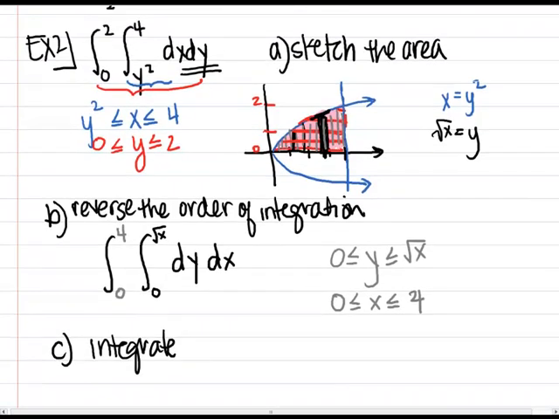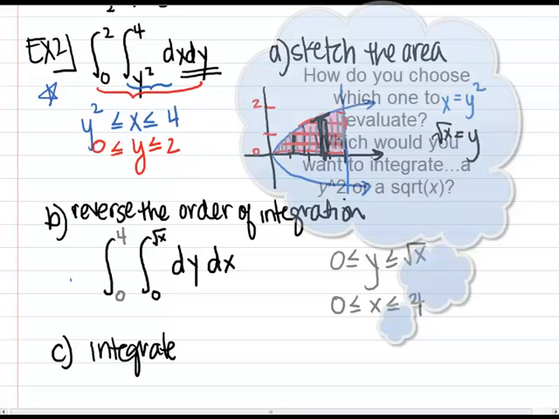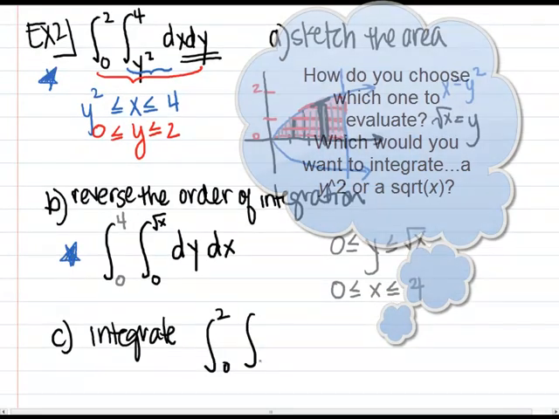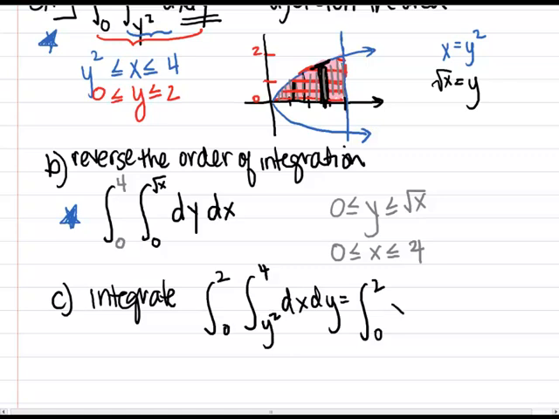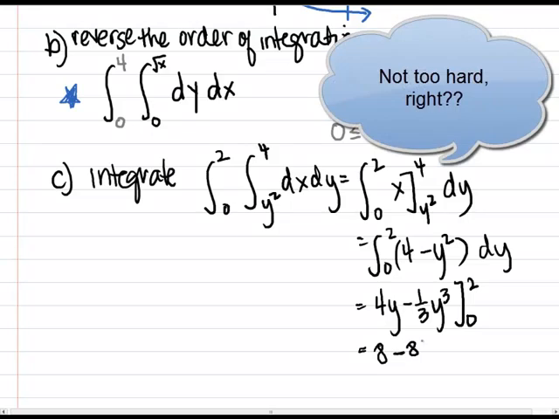Now I'm going to have us integrate one of these. Now do you think the first one would be easier to integrate, or the second one would be easier to integrate? Let's go ahead and just do the first one. And the integral of dx is x from y squared to 4. So we'll plug it in, 4 minus y squared dy. And then we have 4y minus 1/3 y cubed from 0 to 2. 8 minus 8/3 is 16/3.